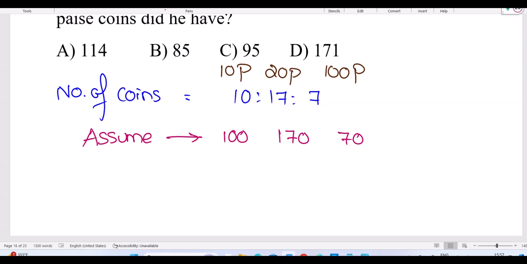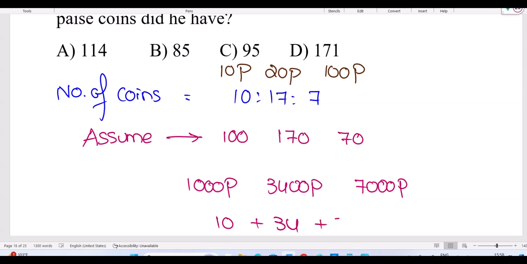1000 paise or 10 rupees. First, I'll write paise to avoid confusion. Okay, then this one, 20 paise, 170 coins is there. 3400 paise, which is 34 rupees, I agree. Next one, 100 paise, 70 coins. 7000 paise. Now converting into rupees, 10 plus 34 plus 70, 114 rupees required in your bag.